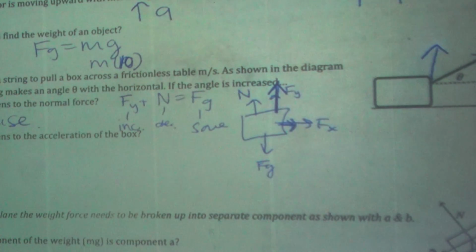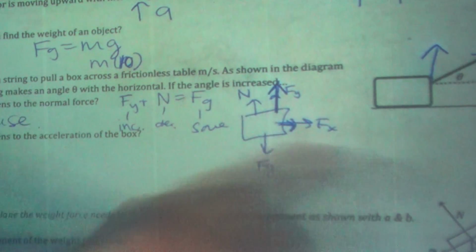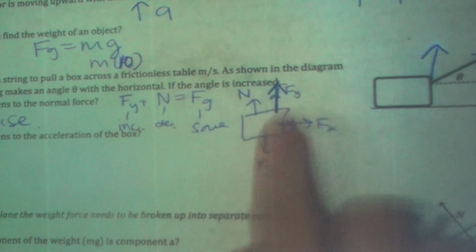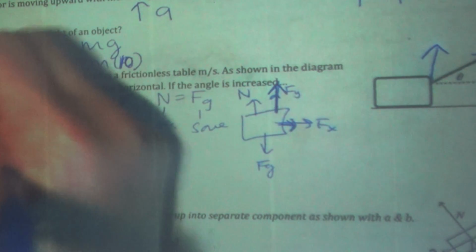What happens to the acceleration of the box? Well, the acceleration comes from the sideways force, because that's the net force that's causing it to accelerate sideways. If I increase the angle, I have less acceleration right here, so this is going to decrease as well.